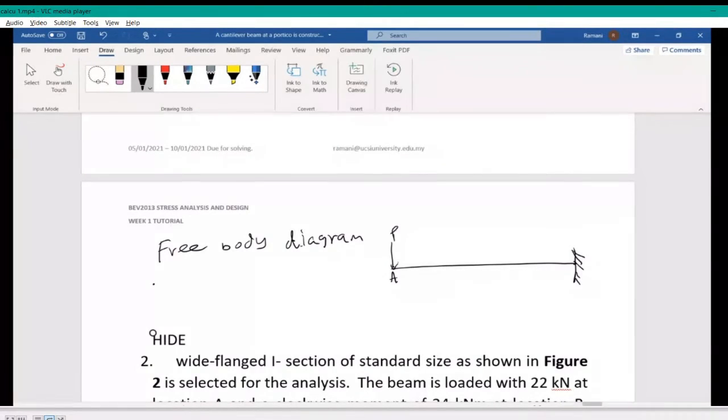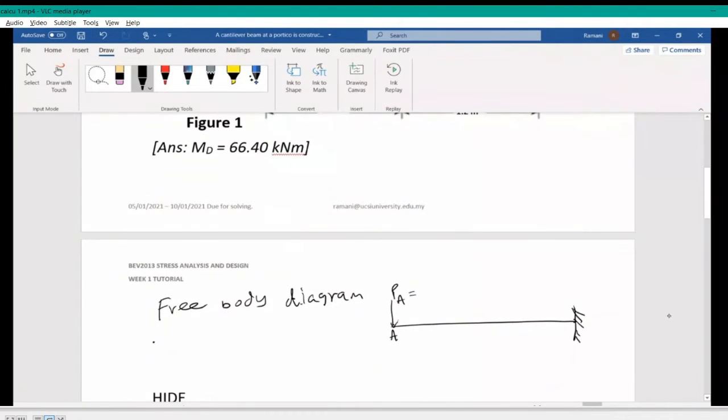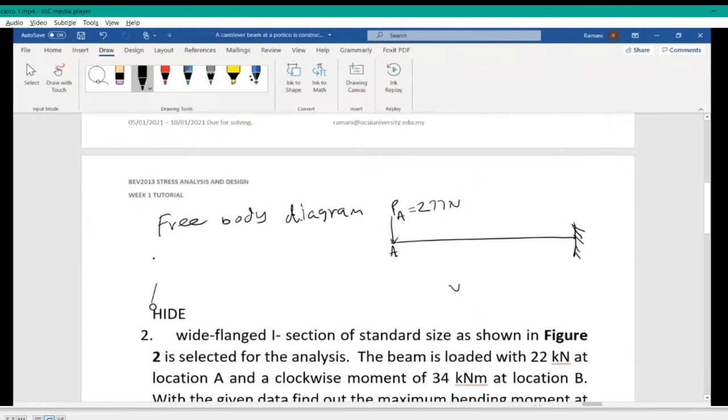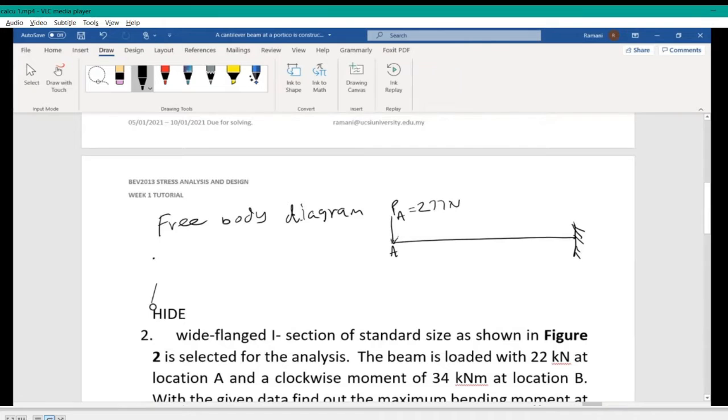At A, let it be PA equal to 277 newtons. Very simple one, 277 newtons. Is it audible? Yes, miss. Okay. And then it's fixed support. Let this be B, no, D, right? Undo. There is a B found here.